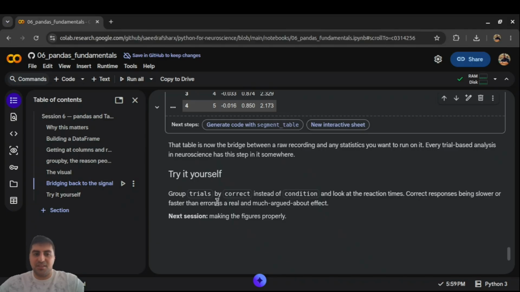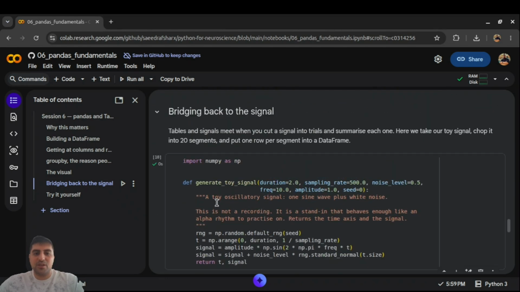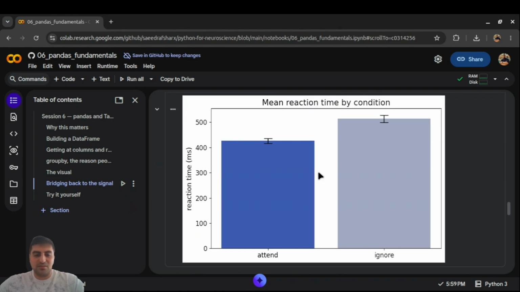Next session is plotting. We have been making figures since session 2 without me explaining anything about it, but now we stop. We discuss Matplotlib and every type of plot that we have drawn up until this session, for you to be able to do it yourself.